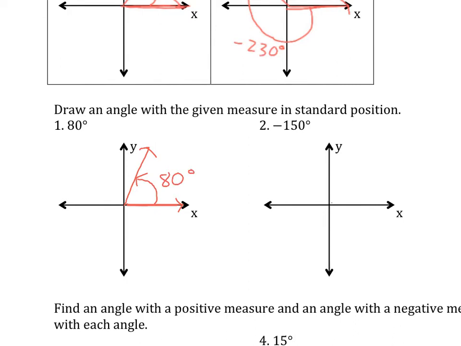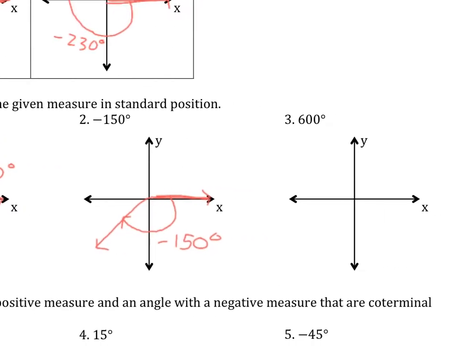Alright, so standard position always means start with the positive x-axis. That's your initial side. And because this is negative, we rotate clockwise. I've gone 90, so I need to go 60 more, which is around here. And now I'm drawing the terminal side, and I'm going to label how far it was, negative 150 degrees.